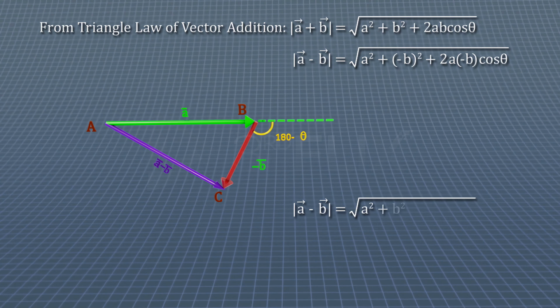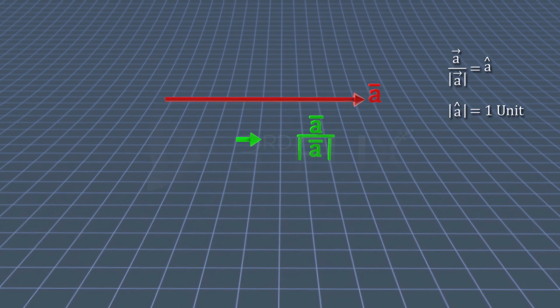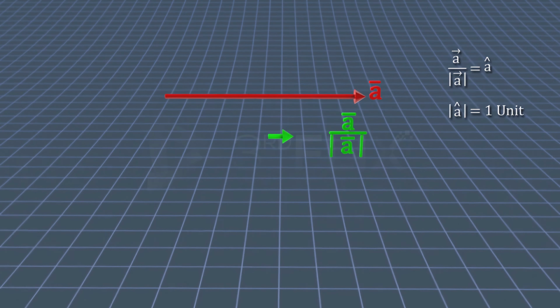If a vector is divided by its own magnitude, we get a vector with length 1 unit. Such a vector whose magnitude is 1 unit is called a unit vector. A cap over a symbol is used to indicate a unit vector.